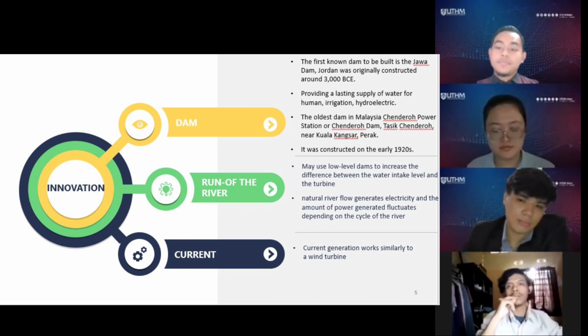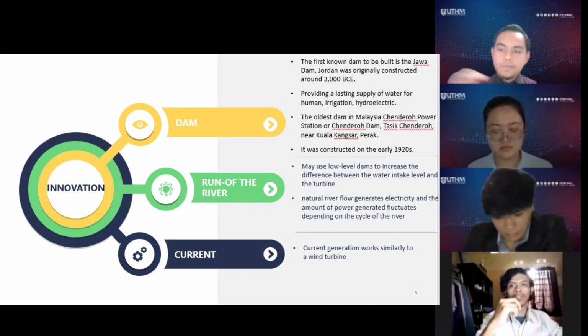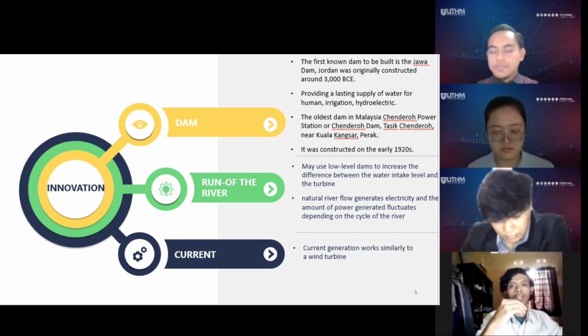The innovation that I heard and read in some journals and articles is the dam. A dam is a long-time innovation that we use. The first known dam was built at the Jawa Dam in Jordan, constructed around 3,000 years ago. But this dam was not for hydroelectric power; it was for flood control and as a water source. The dam provides a lasting supply of water for human irrigation and hydroelectric power.